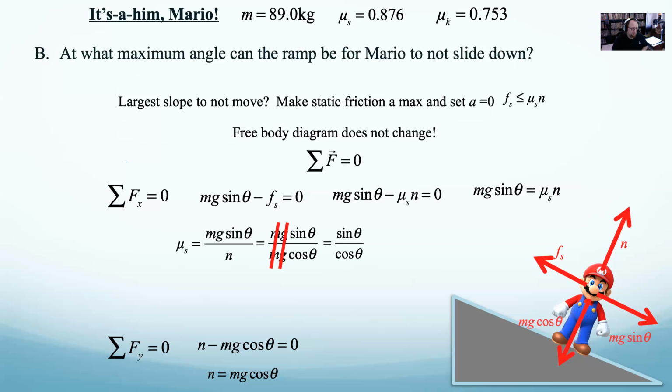Also, this is the trig identity. I don't know if you guys would know it off the top of your head, but sine of theta divided by cosine theta is always the tangent of theta. Just so you know, sine over cosine is tangent. And if we want to solve for theta, I'll just take the inverse tangent of both sides. And say the angle he'll slide at will just be the inverse tangent of mu sub s.